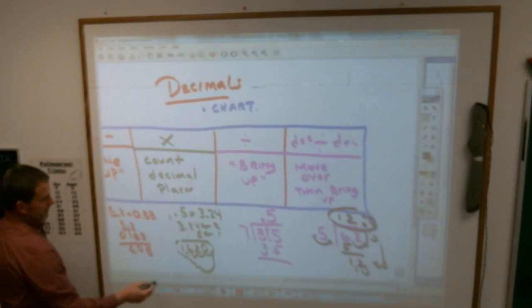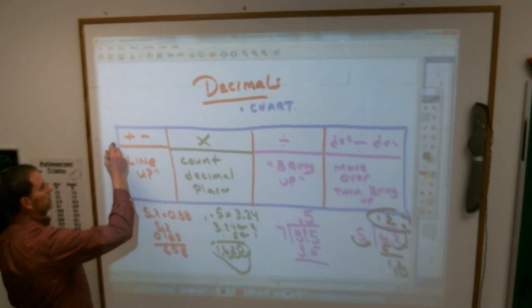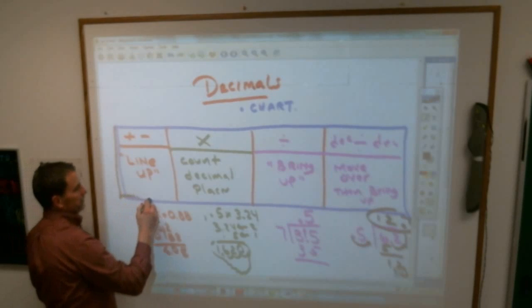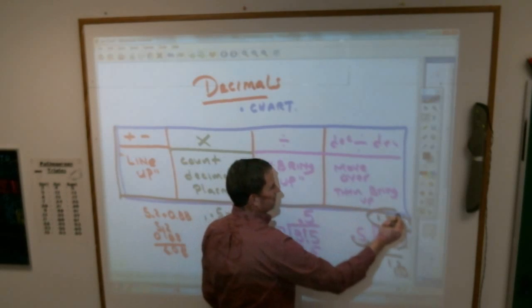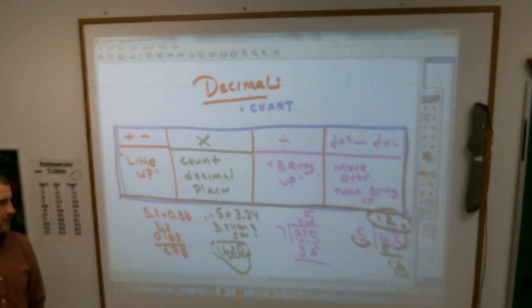So the whole point in doing all this is so that you have it in one location. When you hear the book talk about a decimal chart, that means this. You've got these different things you do with decimals, and you're trying to keep them all straight so you don't make some goofy, silly mistakes, as fate would have it.